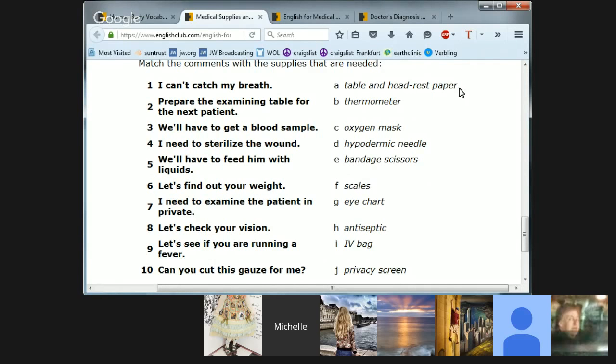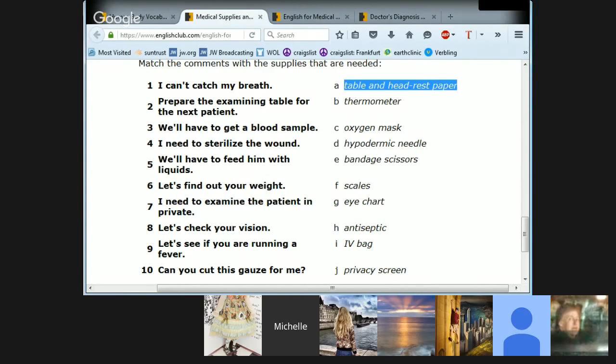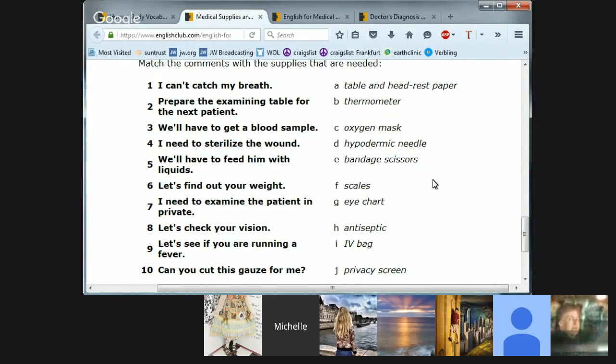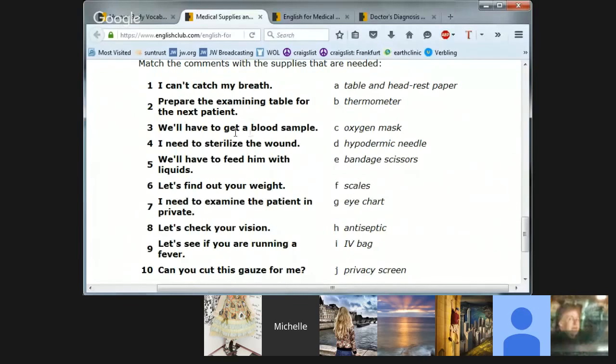That's usually like white paper that you sit on. But when you sterilize wounds, like if someone has an open wound, like a cut. Bandage scissors. Because you want to sterilize it, so it means you want to clean it and get rid of all of the bacteria. You want to kill all of the germs.